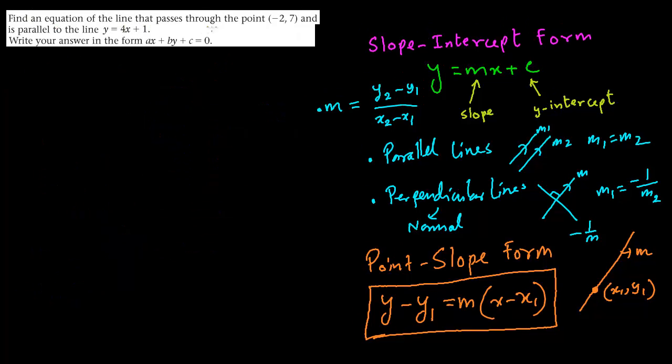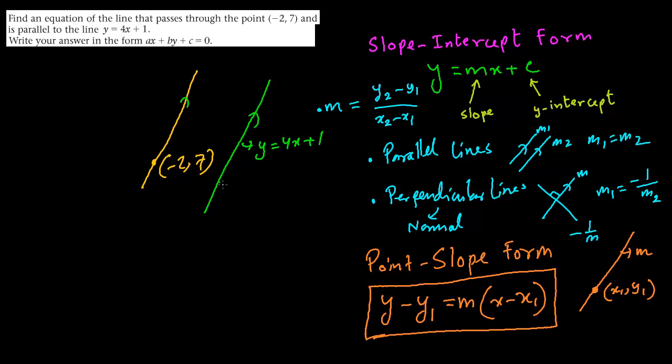Here we have to find the equation of a line that passes through the point. So we already know the point. This is minus 2, 7, and the line is parallel to another line. So this line and this line are parallel, and the equation of the other line is given: y equals 4x plus 1. Now this line has the gradient of 4, because in y equals mx plus c we can clearly see the gradient. If it is 4, then the parallel line will also have the same gradient. Remember, parallel lines have the same gradient.